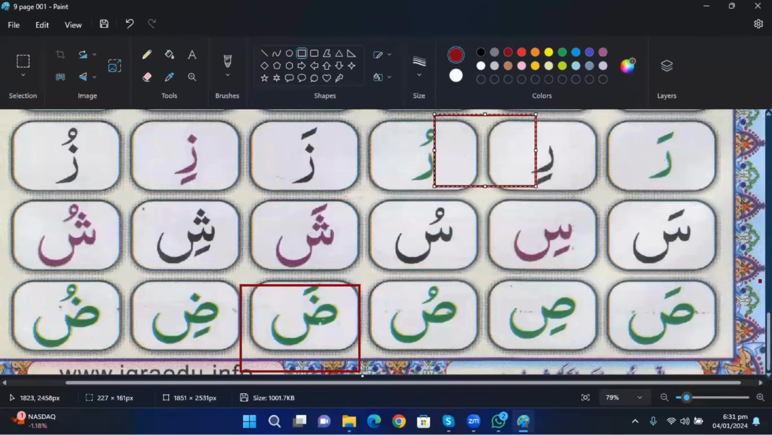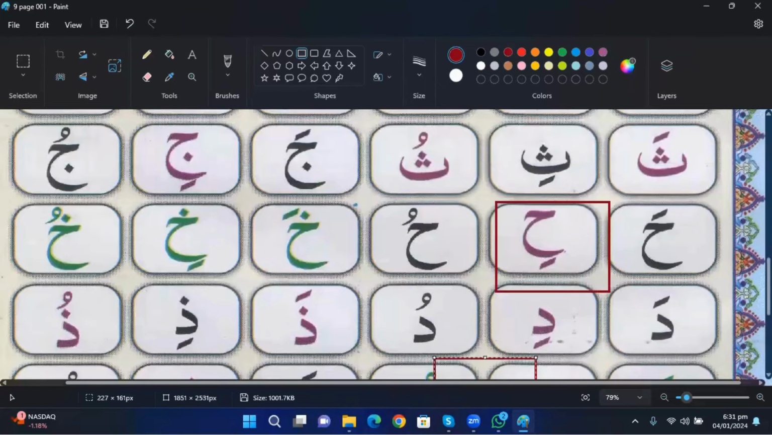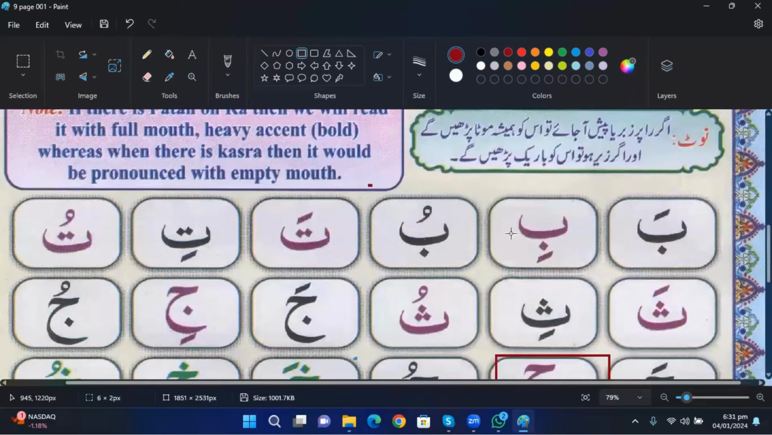So then our third sign is about Dhamma. Dhamma looks like a small wow. This comes always over the letter. How will you explain Dhamma? Dhamma looks like a small wow, and that will come always over the letter.